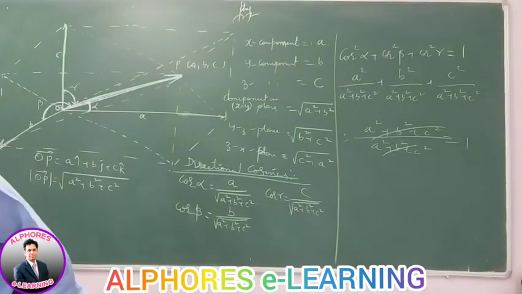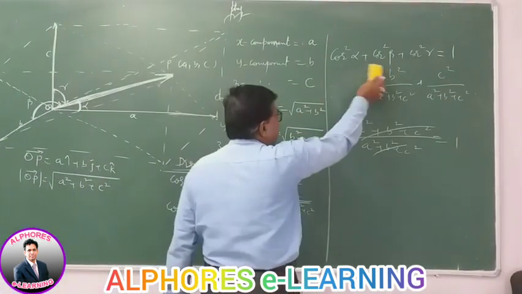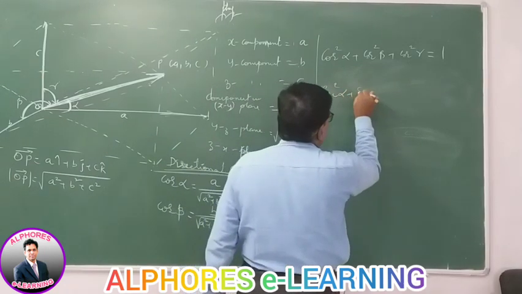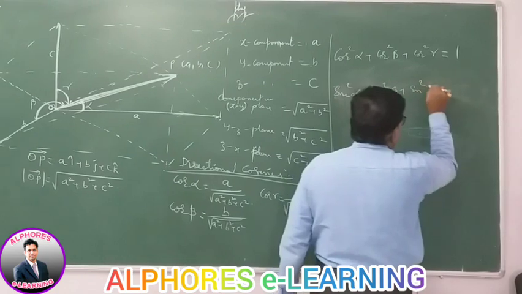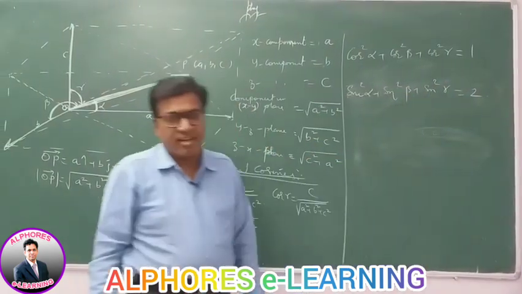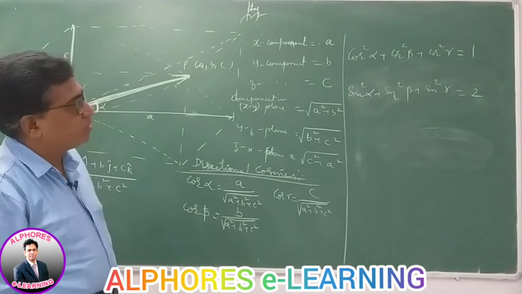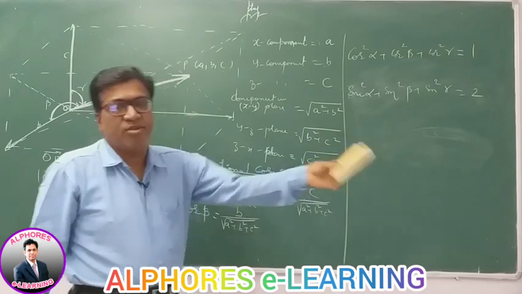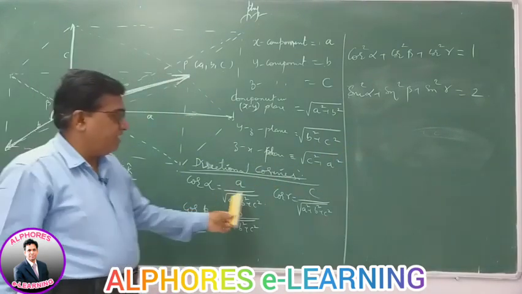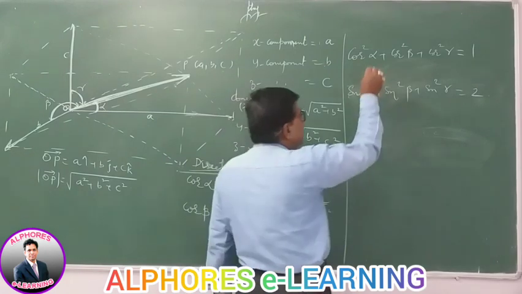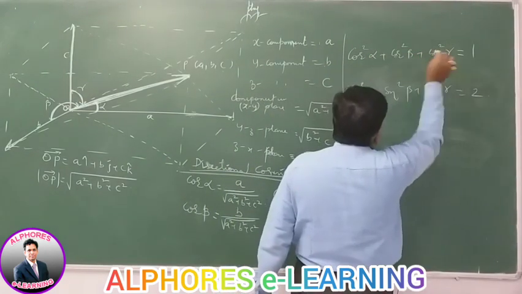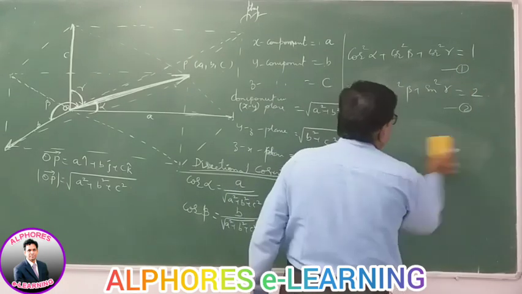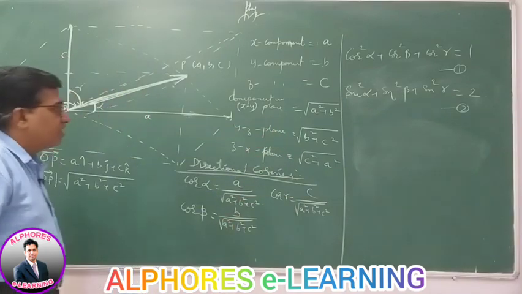Similarly, you can find another identity: sin square alpha plus sin square beta plus sin square gamma is equal to 2. Cos square alpha, cos square beta, cos square gamma is 1. Sin square alpha, sin square beta, sin square gamma is equal to 2. This is the relation between the angles and directional cosines. If you know any two angles, you can find the third angle from either of these identities. So these are the directional cosines of the vector.